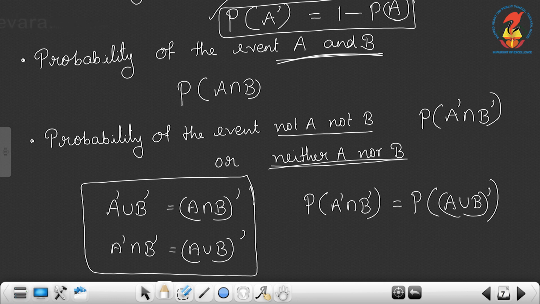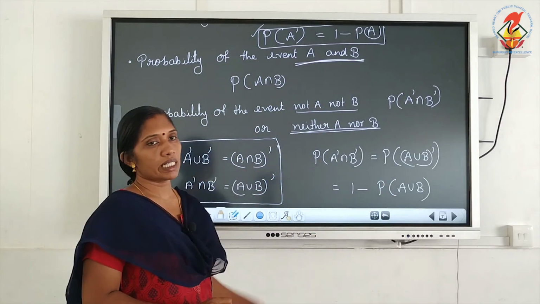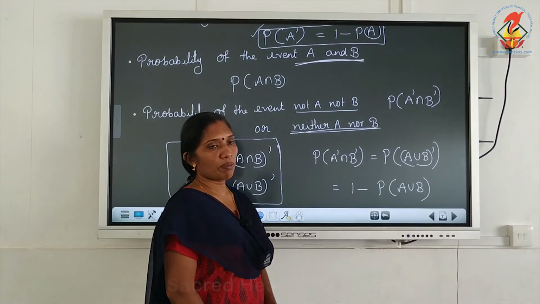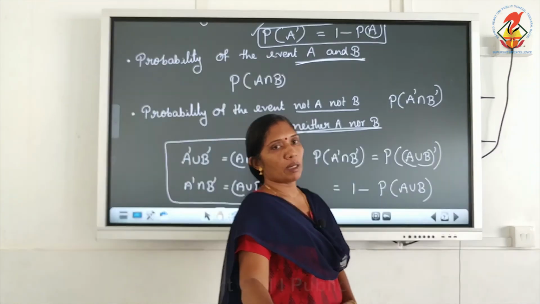Then how to calculate P of A complement? P of A complement is 1 minus P of A. So, it is 1 minus P of A union B. For A union B we have the result, so we have to apply that. Okay. So, that is all about the axiomatic approach to probability.